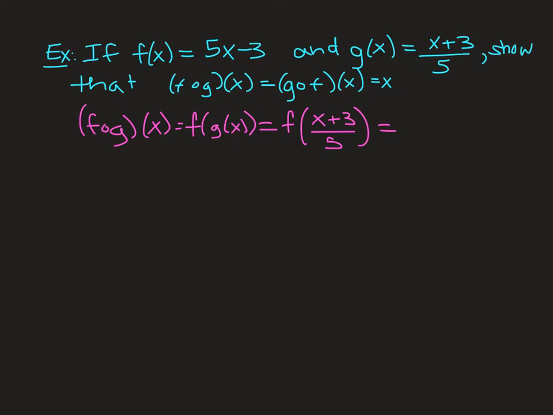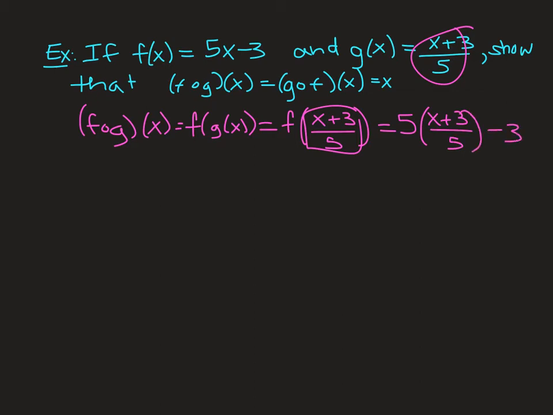So I put my g of x into the g of x place. This is my g of x. Now I'm going to substitute this entire thing into that f equation for the x. So I get 5 times (x plus 3) over 5. Do not forget that minus 3 at the end.